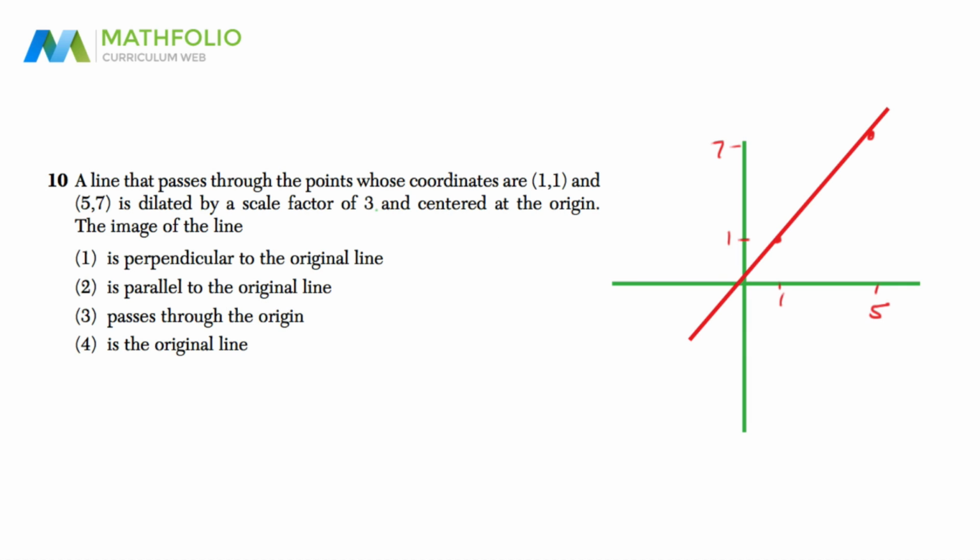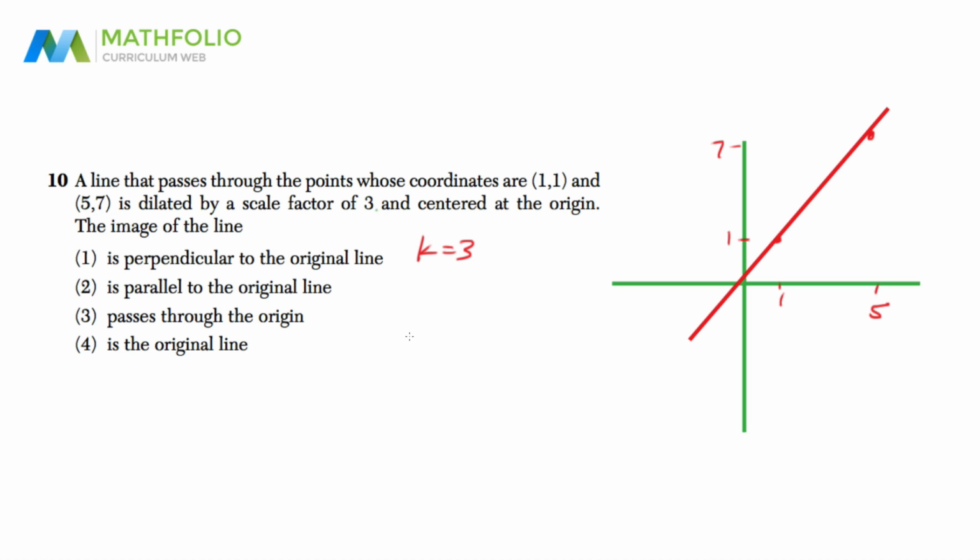It doesn't necessarily need to go through the origin. Mine's pretty close. But it says that it's dilated by a scale factor of 3 and centered at the origin. That doesn't mean this goes through the origin, but it does mean that the dilation is centered at the origin, so everything's stretching away from that point. It says the image of the line will be, and then we've got these 4 options.